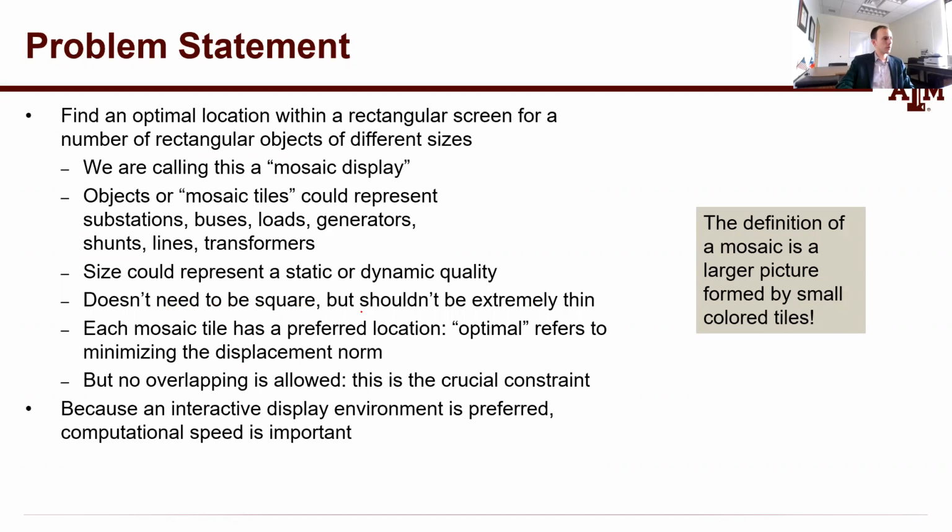It doesn't need to be a square, but really it's ideal if these things aren't really, really thin and narrow, or really, really thin and tall, or really wide and short. Ideally, they'd have a nice aspect ratio. And they also have a preferred location, and the preferred location is their geographic place. So we want them to be near where they geographically are, but we want no overlapping. So that's the problem of building these mosaic diagrams. And also computational speed is important.